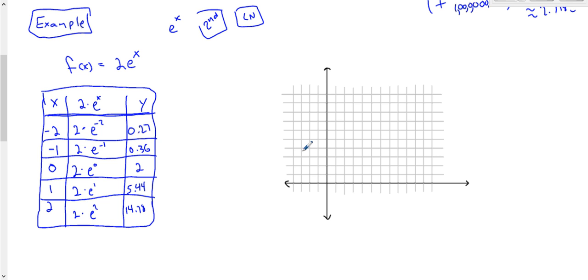So when I go to graph this, I am obviously going to be estimating. So negative 2 is around 1/4. Negative 1 is around 1/3. 0, 2. 1, around 5.5. And 3 is way up here at almost 14 and 3/4. So 5, 6, 7, 8, 9, 10, 11, 12, 13, 14. It's going to be up here somewhere, approximately.